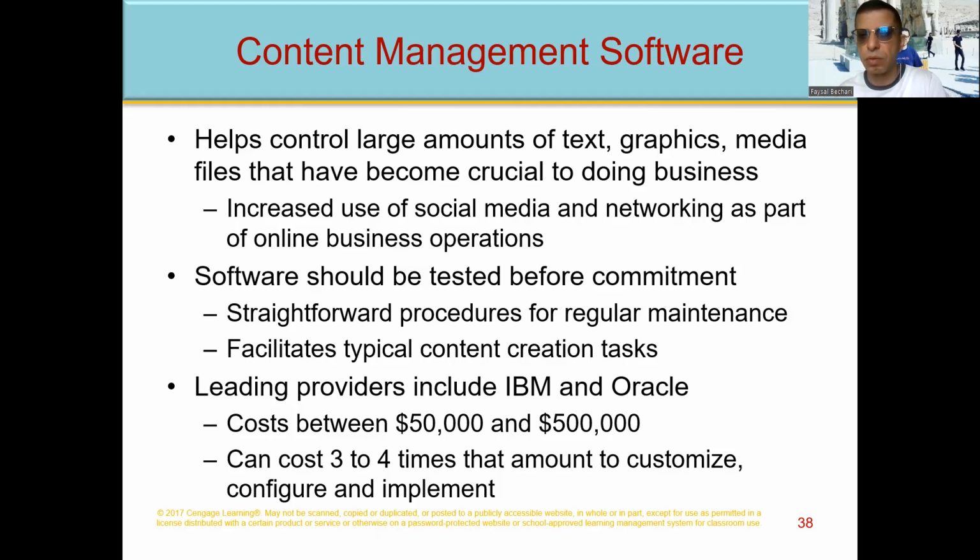Leading providers include IBM once again and Oracle. Costs between $50,000 to $500,000 for a content management system. But keep in mind, each industry might have a preferred use of content management system. It can cost 3 to 4 times that amount to customize, configure, and implement. 1 to 3, usually, or 1 to 4.